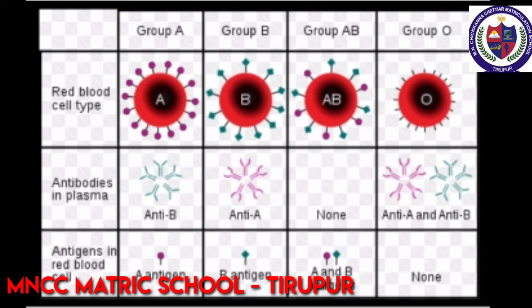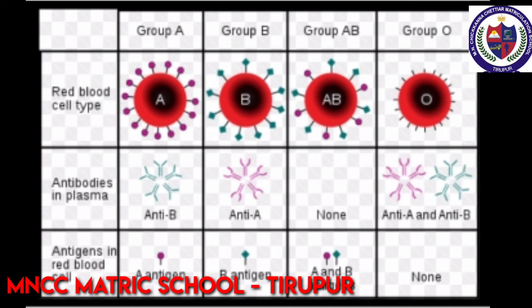Human blood contains certain specific substances called antigens and antibodies. Antigens are found on the membrane surface of RBC. Antibodies are present in blood plasma. Based on the presence or absence of antigens and antibodies, human blood is classified into 4 groups called A, B, AB, and O.